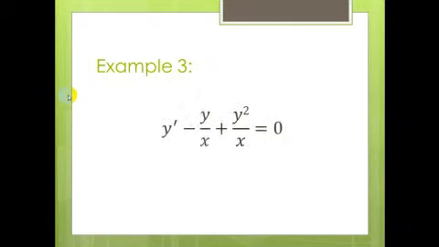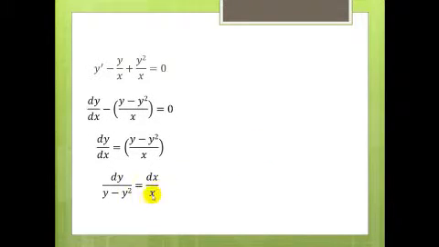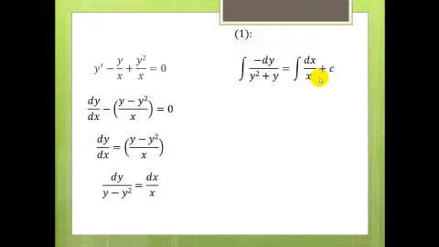Our third example is y prime minus y over x plus y squared over x equals 0, which is again a variable separable equation. We can write the equation in this manner: dy over y minus y squared equals dx over x. Then we proceed to the integration of both sides.